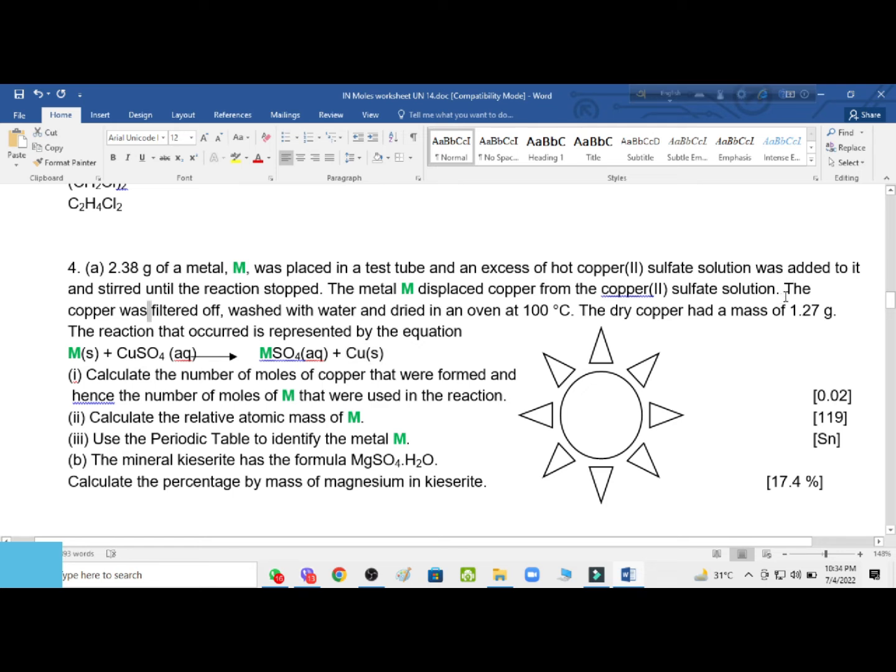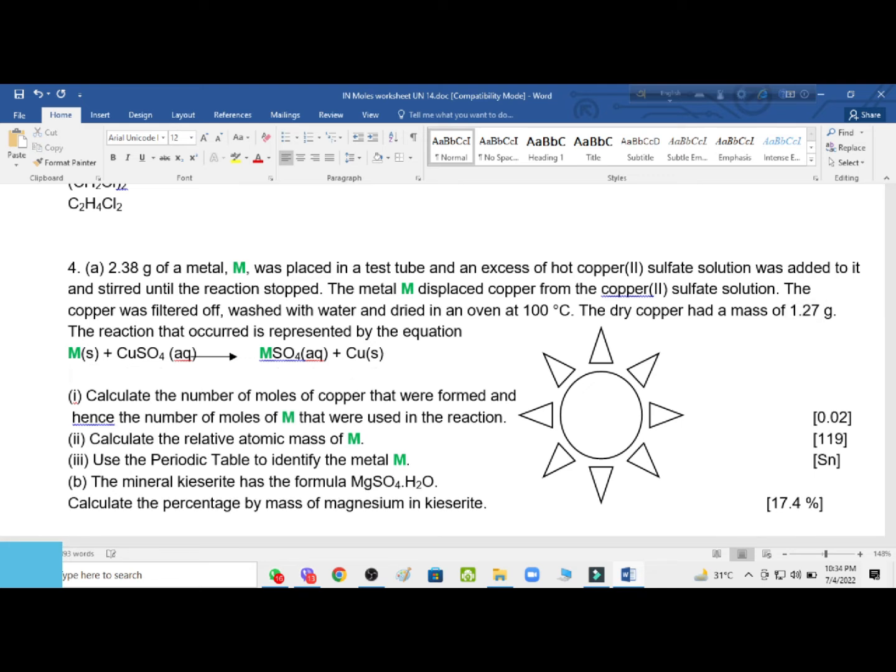And the copper was filtered, washed with water and dried in an oven. Then the dried copper had a mass of 1.27 grams. So the mass of copper was estimated to be 1.27 gram, right? And in the question it is given that the initial mass of M was 2.38 gram. So these two quantities are given for the experiment.